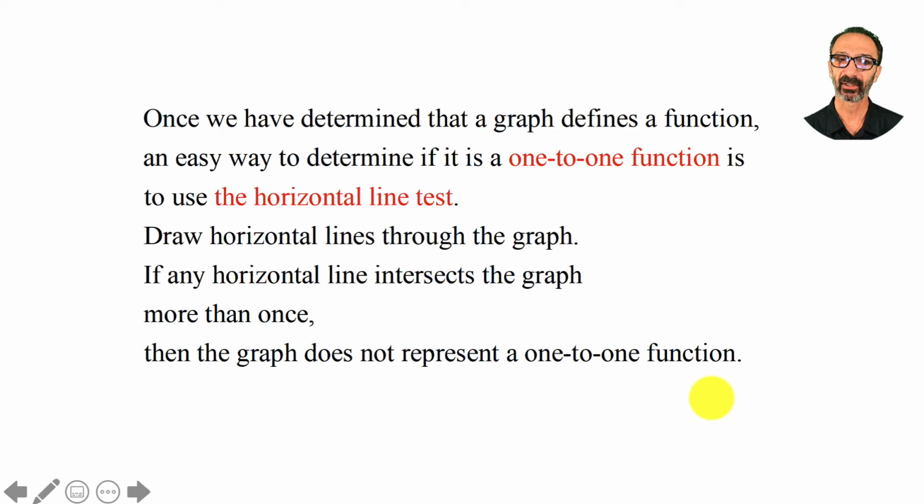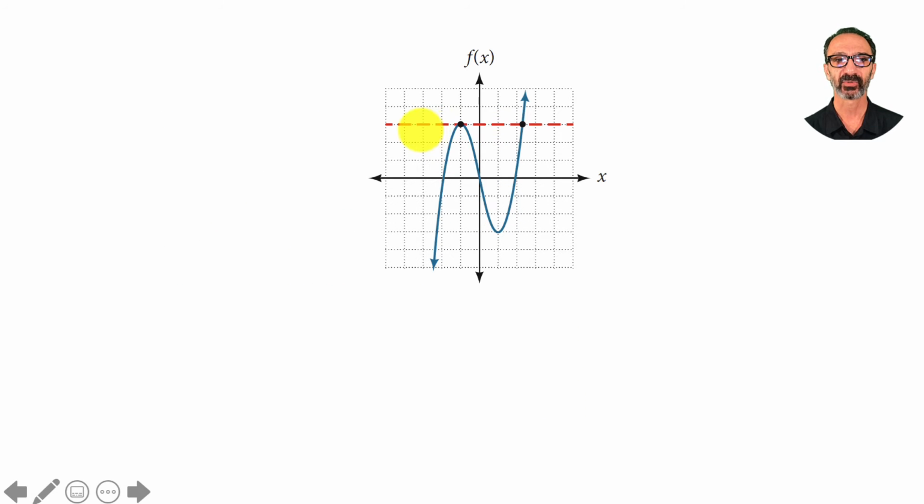Once we have determined that a graph defines a function, we go further to determine if it's one-to-one. An easy way is to use the horizontal line test. You draw horizontal lines through the graph. If any horizontal line intersects the graph more than once, then the graph does not represent a one-to-one function. Here's an example. This is not a one-to-one function because this horizontal line crosses the graph more than once. Of course, there's more than one horizontal line that does that, but as an example, it's enough.